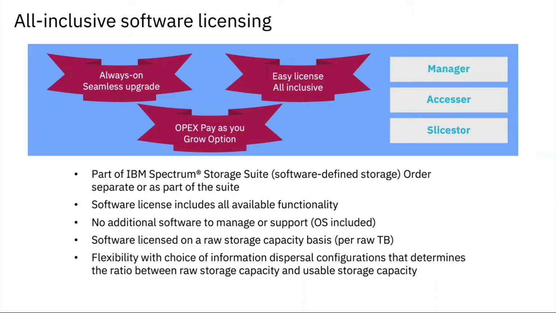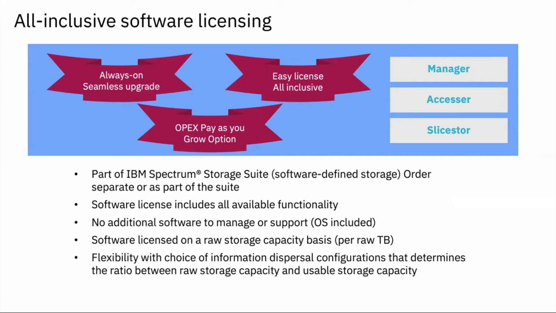Your software is very simple. You buy it based on your raw capacity, and that's it. Everything we talk about is included. There's no software options. It's just based on raw capacity. So if you need, for example, a petabyte of usable, you'll buy like 1.7 petabytes of software, deploy it over 3 sites, and there's your 1 petabyte usable capacity.